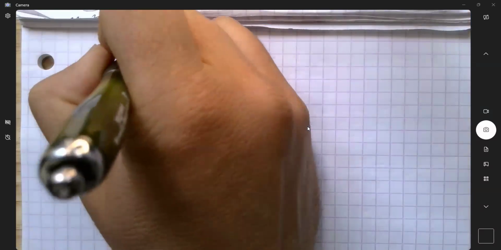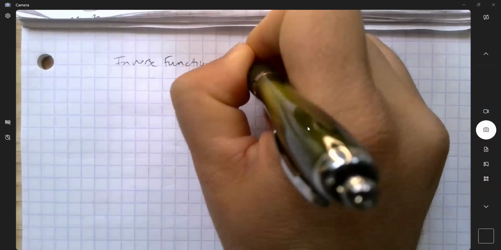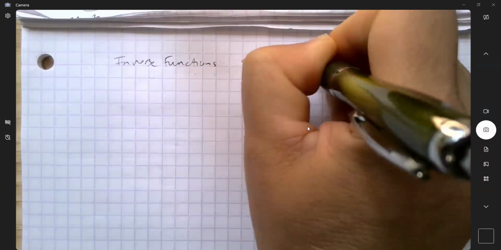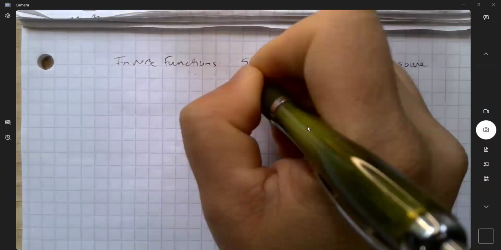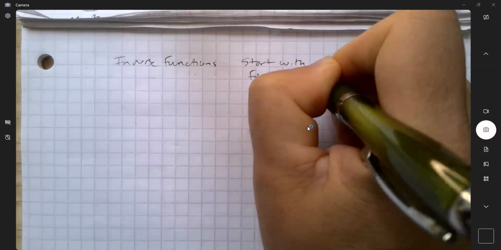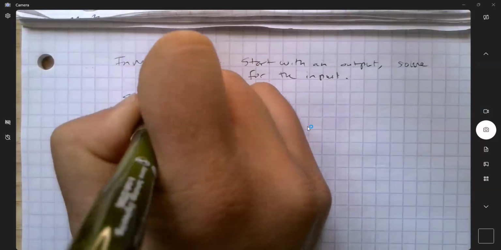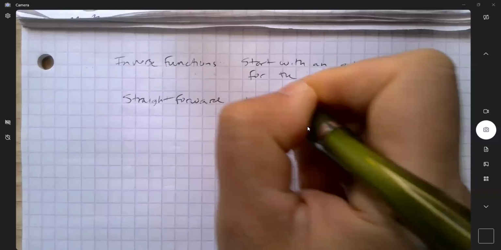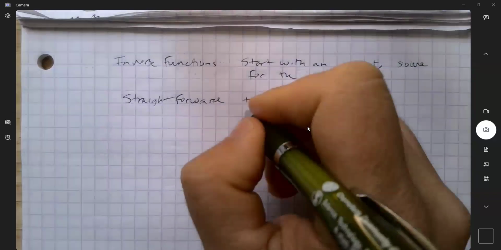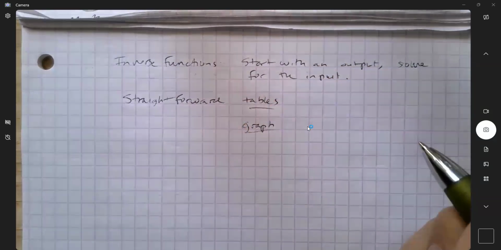All right, let's summarize inverse functions. You start with an output and solve for the input. This is super straightforward with tables because you have all the information. It's also very straightforward with graphs because you trace the graph backwards.